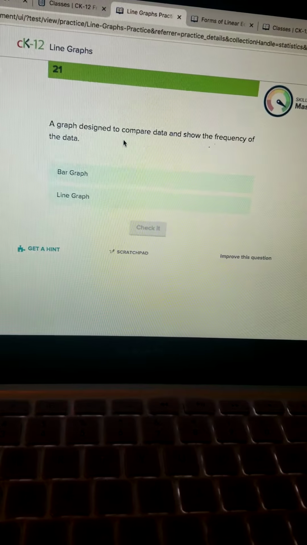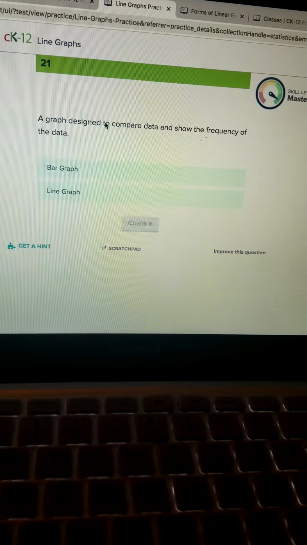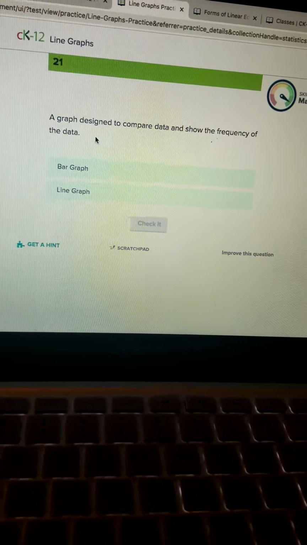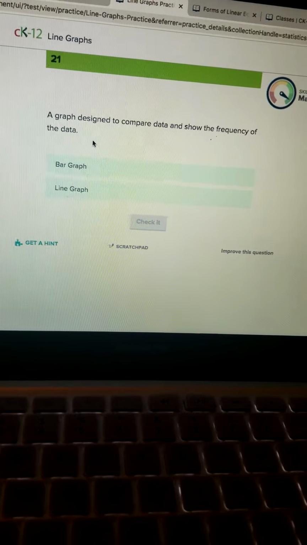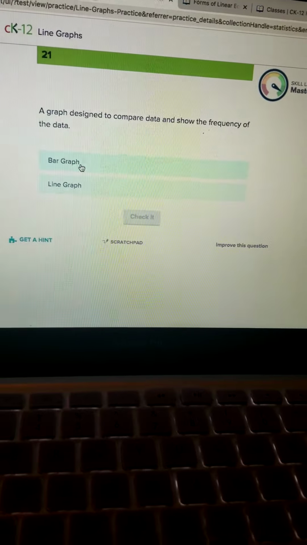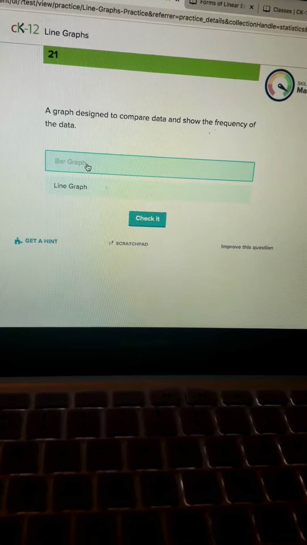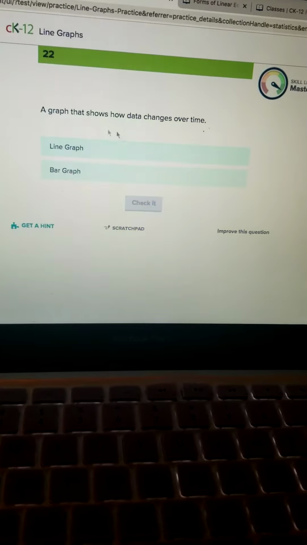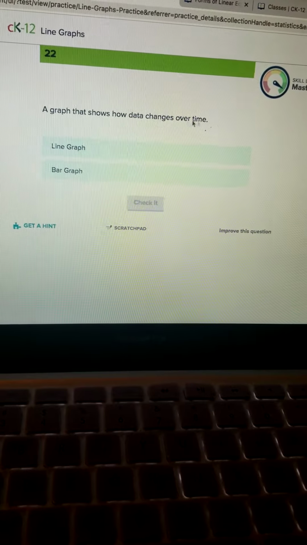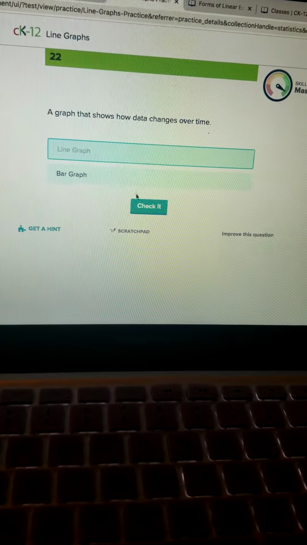A graph designed to compare data and show the frequency of the data. That'd be a bar graph. A graph that shows how data changes over time. Yeah, line graphs are over time.